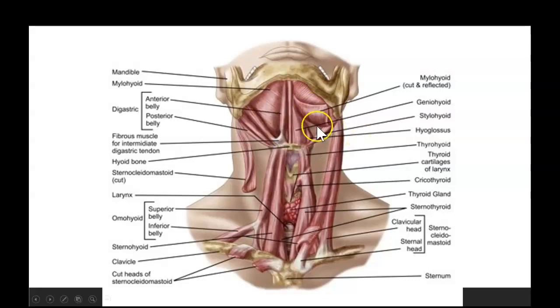So you can see some of the muscles more superiorly. Here's our hyoid bone, and inferiorly we have some of our what we call strap muscles of the neck. And this hyoid bone is suspended. It doesn't connect to any other bone in the body. It is suspended by 22 muscles and ligaments.